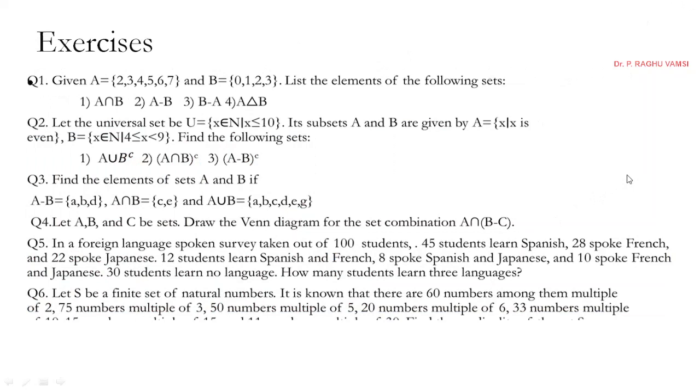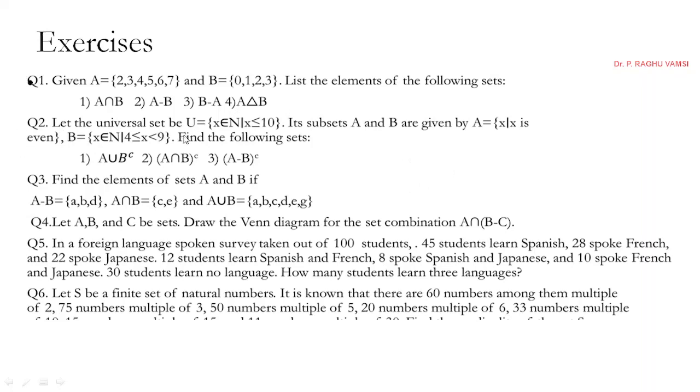And here are the exercises given. A is equal to 2, 3, 4, 5, 6, 7 and B is equal to 0, 1, 2, 3. List the elements of the following sets: A intersection B, A minus B, B minus A, and the symmetric difference of A and B.